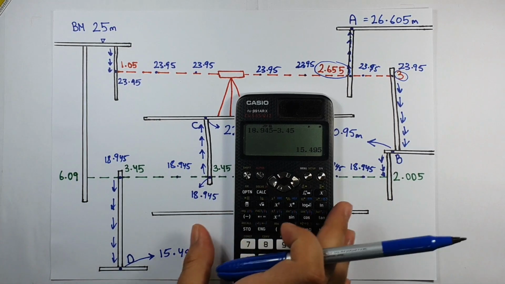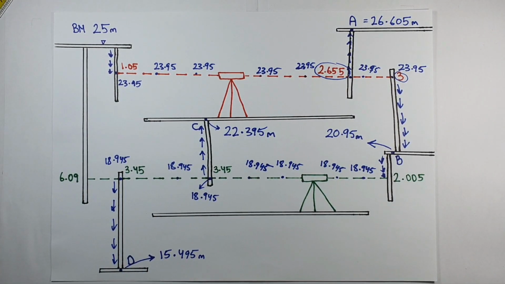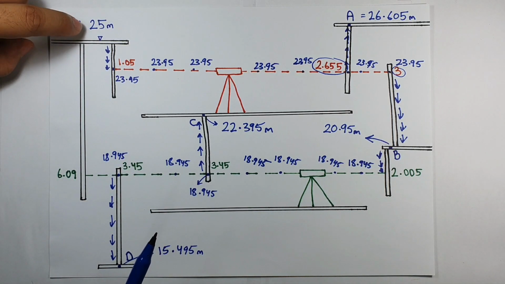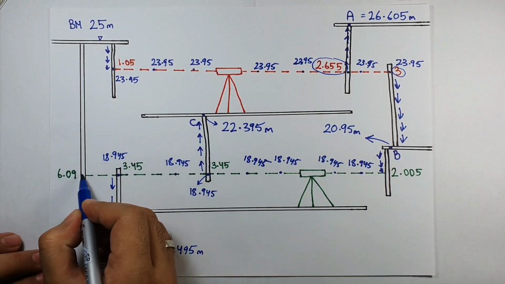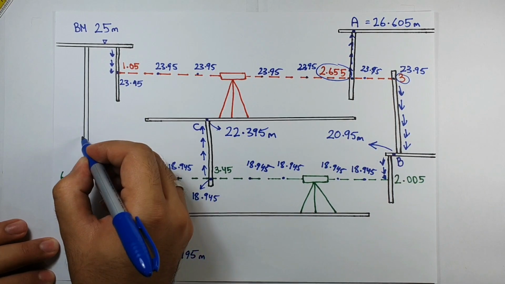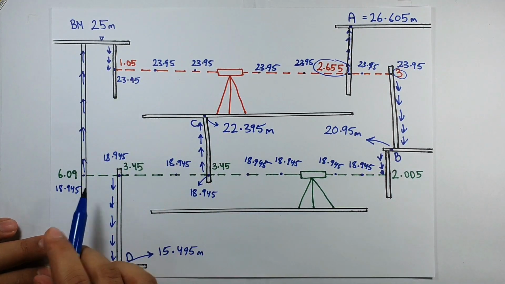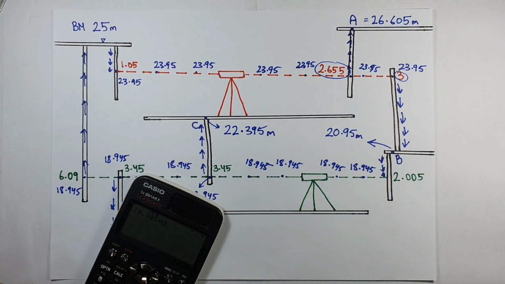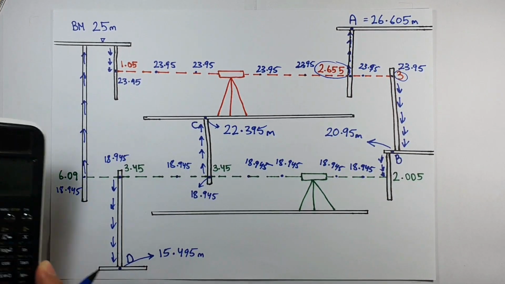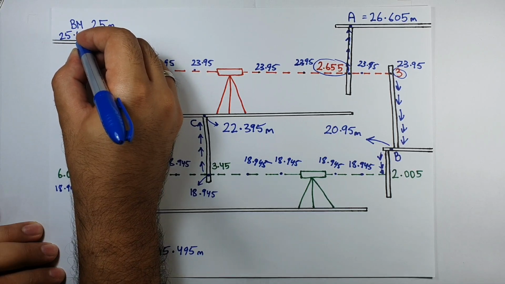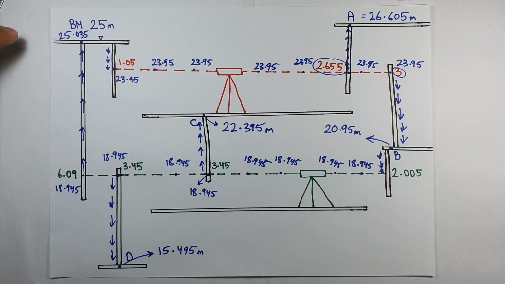Great. Now, after getting all those points, which is point A, B, C, and D, we can do one thing to check if our leveling loop is correct. We can go back to the benchmark. We know that this benchmark has a reduced level of 25. So when we reach here, I know that the HPC is 18.945. So I'm going to go up, and going up means adding. I'm going to add 18.945 plus 6.09. We got 25.035. Actually, this point has to be 25.